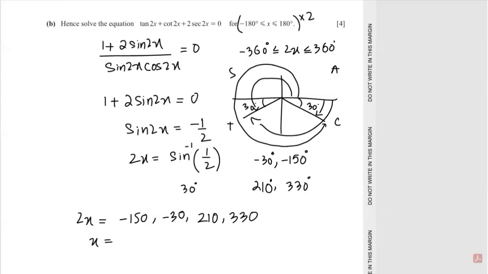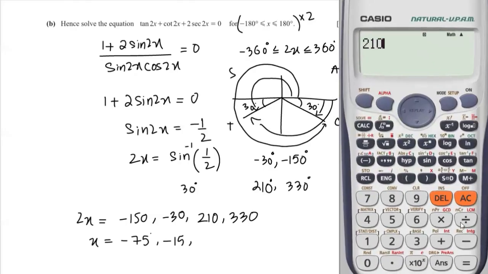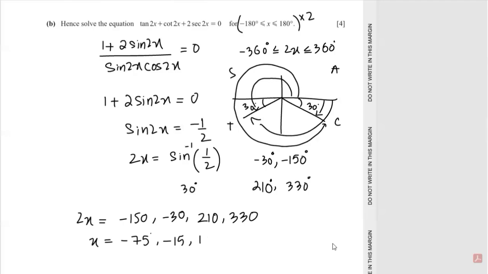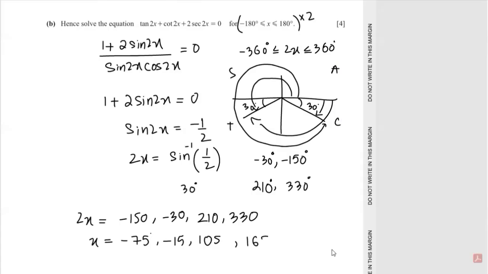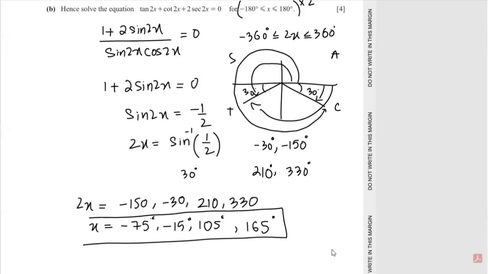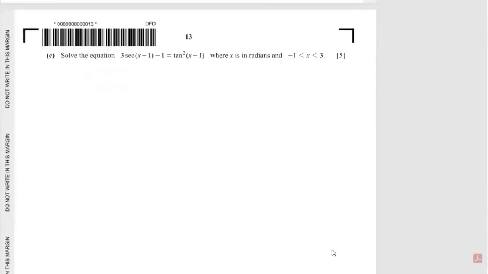Now you can divide each of them by 2 to get the final answers for x. So minus 150 divided by 2 will be minus 75. Minus 30 divided by 2 will be minus 15. You can use a calculator to divide by 2. 210 divided by 2 is going to be 105. And finally, 330 divided by 2 will be 165. So these are the degree answers for this part, right? Okay, there's another part.